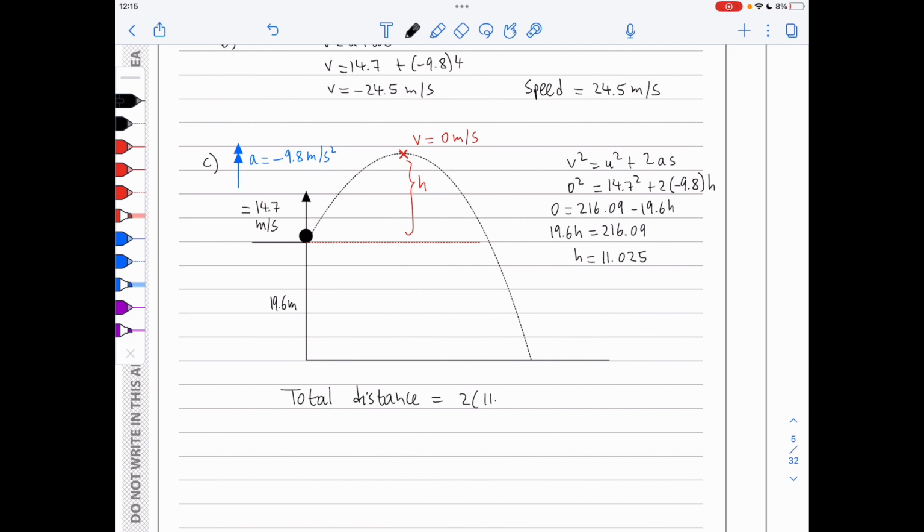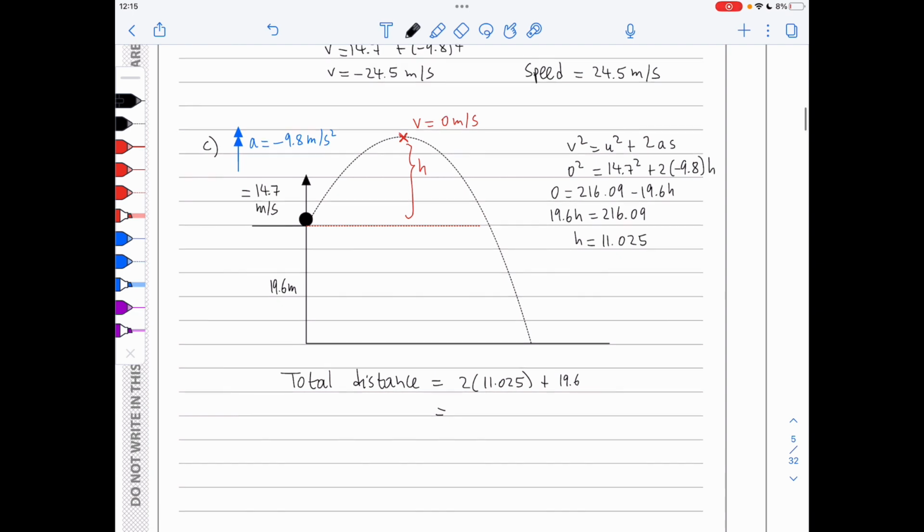and therefore we conclude that the total distance traveled until it first hits the ground will be 2 times the 11.025 plus the 19.6. This gives an answer of 41.65. If I stick to this answer, I will be penalized since I'm using g to be 9.8. I round this to 3 significant figures, so this is 41.7 meters.